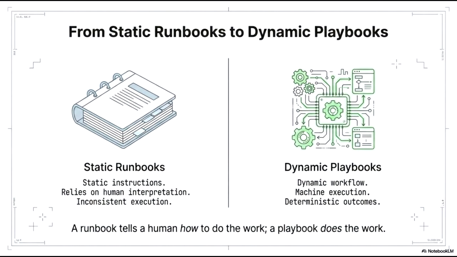The transition from static runbooks to dynamic playbooks marks a fundamental shift in how we approach operational consistency. On the left, we see the traditional static runbook. These are manual, fixed instructions that rely entirely on human interpretation. Because they are subject to individual judgment and varying skill levels, they often result in inconsistent execution. Conversely, dynamic playbooks leverage automated workflows for machine execution. This allows for deterministic outcomes, where the same inputs consistently yield the same predictable results. Ultimately, the distinction is clear. A runbook tells a human how to do the work, while a playbook actually does the work.